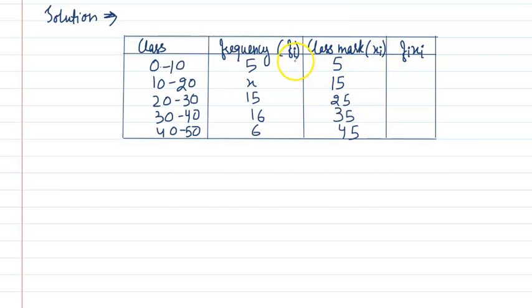Now we are going to multiply Fi with Xi for each row, for each class interval, okay? So we are going to write it here. It will be equal to 25 for the first row, as 5 into 5 is equal to 25. Similarly, x into 15 is equal to 15x, okay? And 15 into 25 is equal to 375. Similarly, 16 into 35 is equal to 560. And for the last one, 6 into 45, it will be equal to 270.